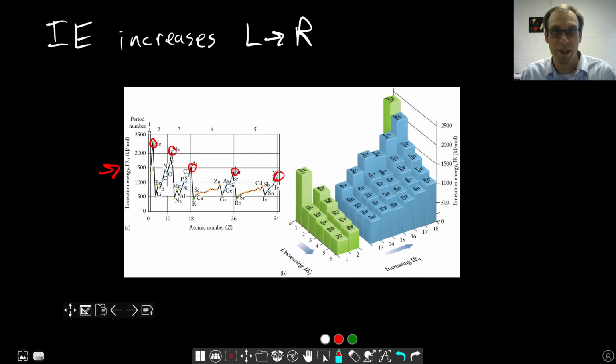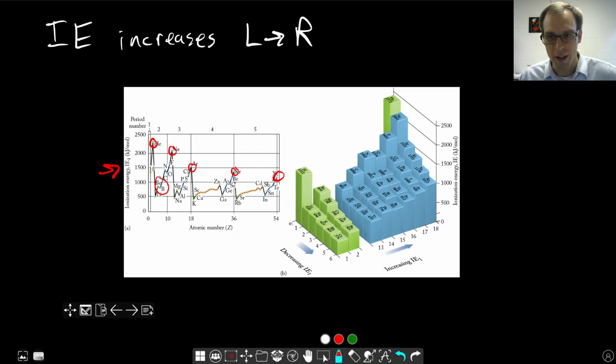Noble gases have a very stable electron configuration. Their electrons are held much tighter because their shells are all full, and so they have the highest ionization energies as we go left to right across the table. Now, it's not a direct trend. There are a couple of spots where we see, for example, going from beryllium to boron.